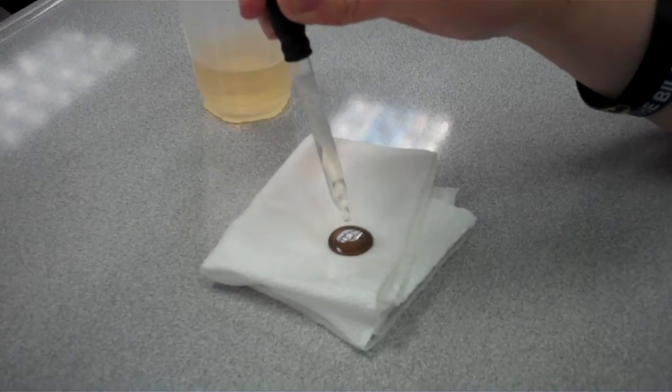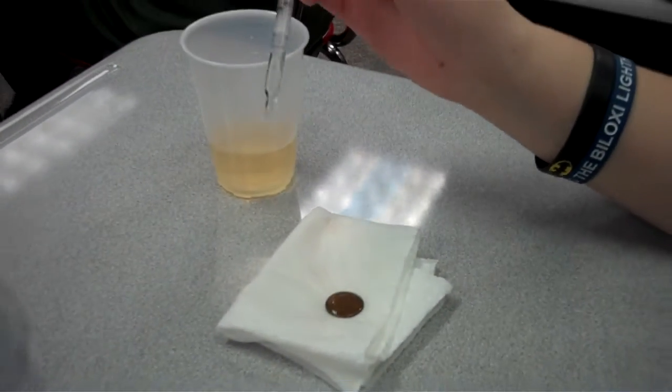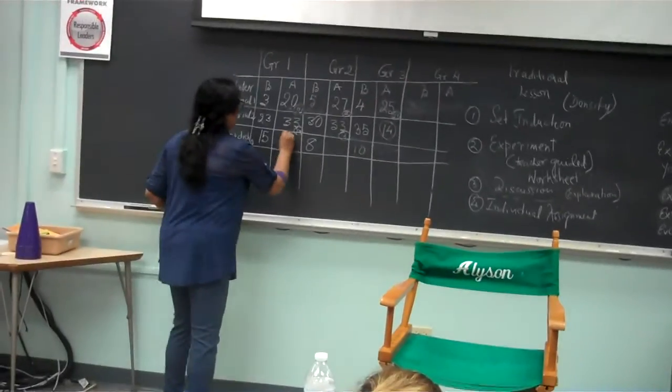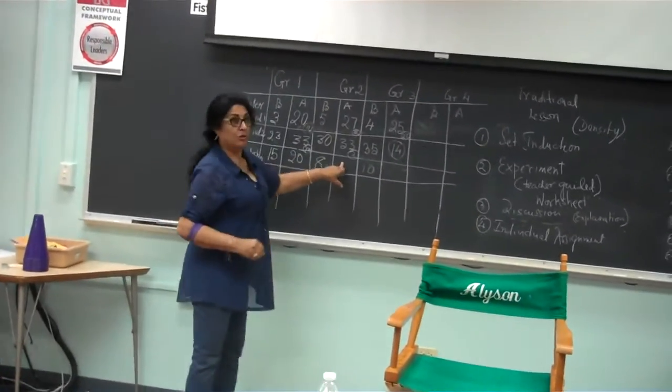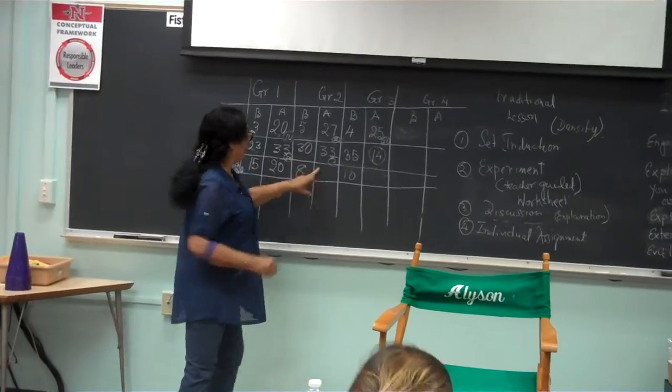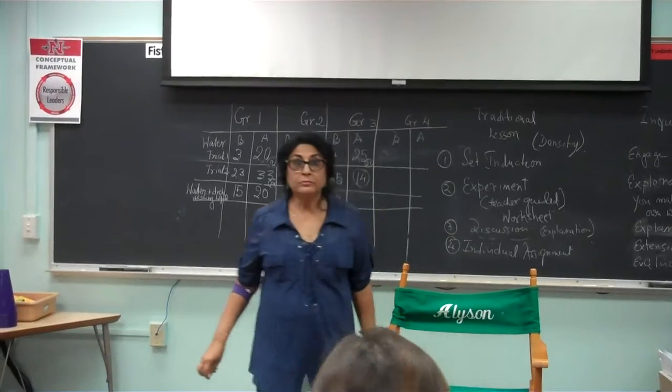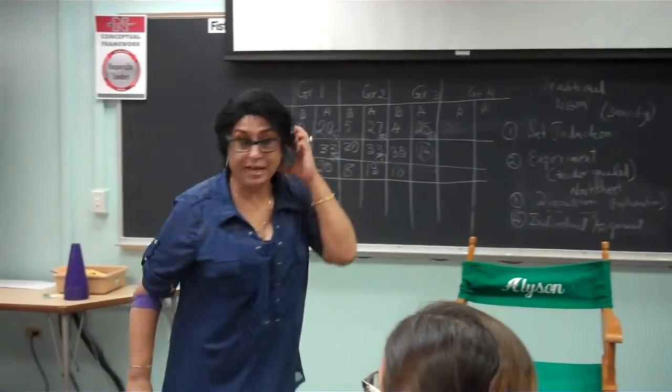I got 15. Okay, I can see group 1 got 15 too. Group 1, what is your number? 20. 20? It's going to be 13. 13? 27. 27?